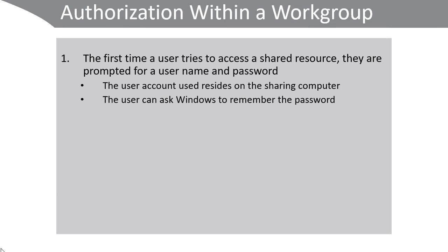The first time a user tries to access a shared resource, they are prompted for a username and a password. It's important to note that the user account that they're prompted for resides on the sharing computer. So if I want to use a resource on your computer in a workgroup, you must provide me with the username and password. Given that I've signed in on my own computer with a username and password, there's no guarantee that the username I'm signed in with will match the username and password on your computer. This results in the prompt. The user can ask Windows to remember the password once they've entered it.